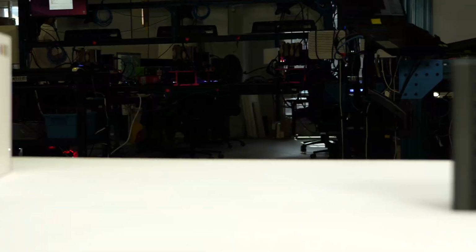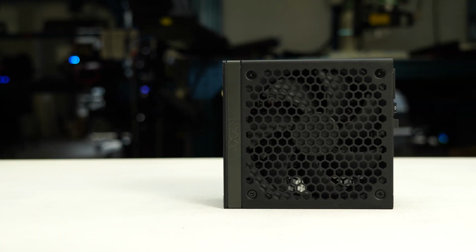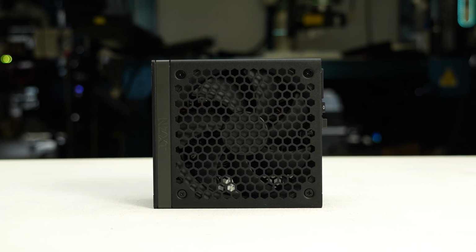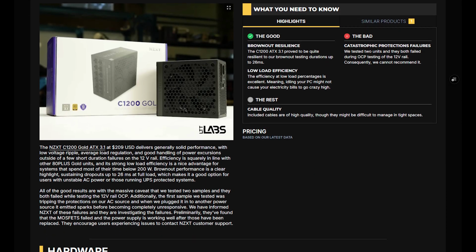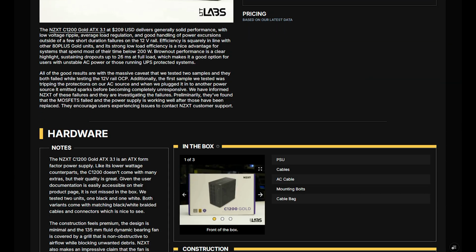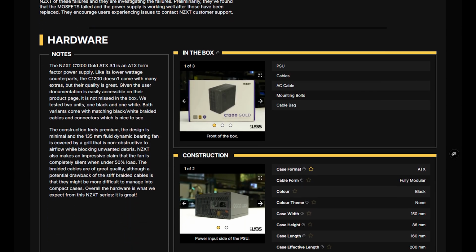The first sample has been returned to NZXT for investigation, and the second sample failed during protections testing but did not generate any hazards. For more information on the partial results and failures of the unit, see the product page on the LTT Labs website. It will be updated when we receive investigation results.